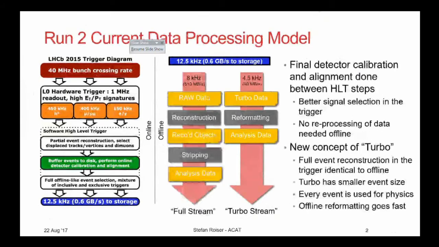If you look at what we have done in Run 1, you keep the raw data, you put it on tape, you can reprocess as much as you want. Here, the only thing that we're exporting out of the trigger is this turbo data, so the reconstructed data. So this is a one-shot. If we get it wrong, it's wrong. But as I said, it works. We did not have to reconstruct the full stream, for example, in Run 2.